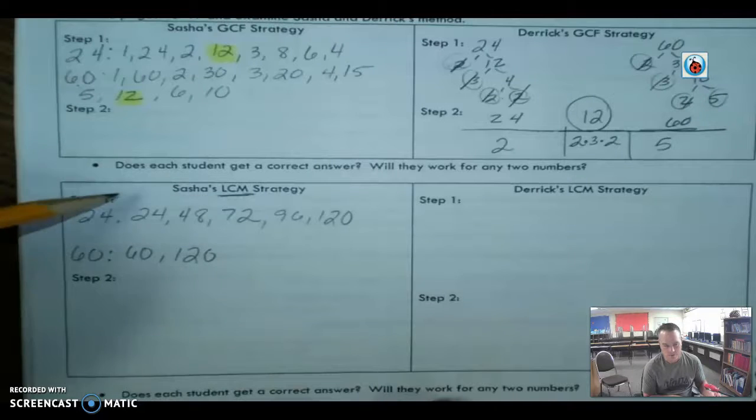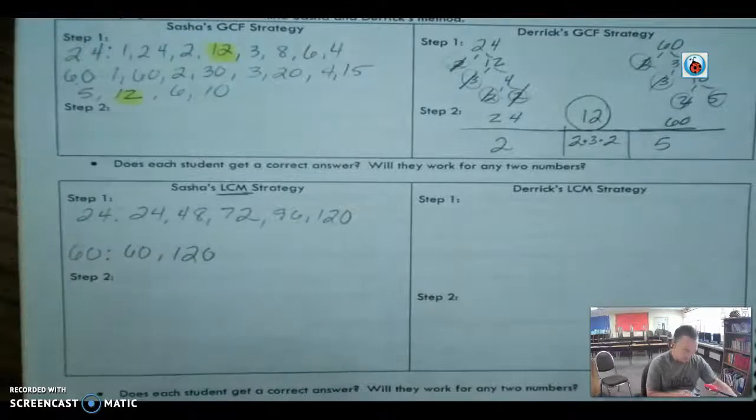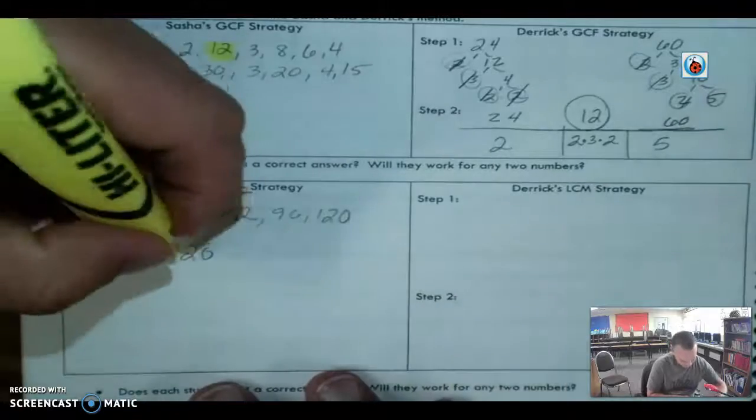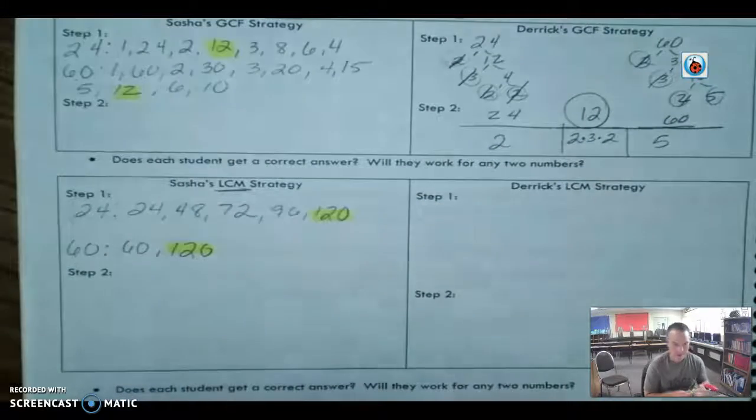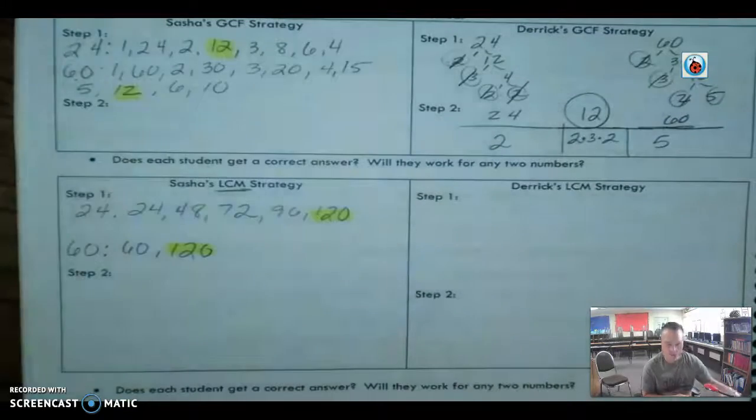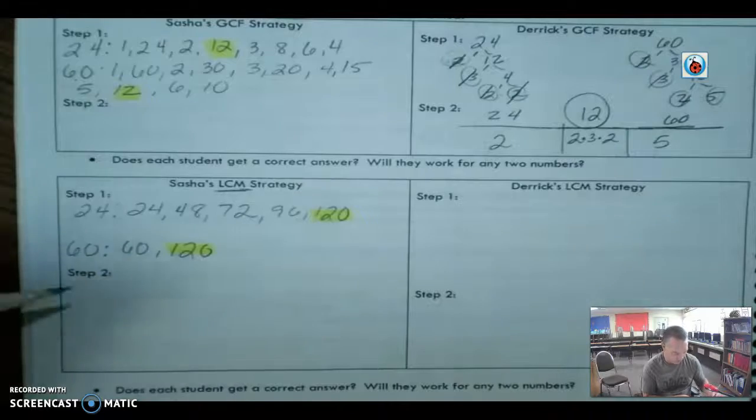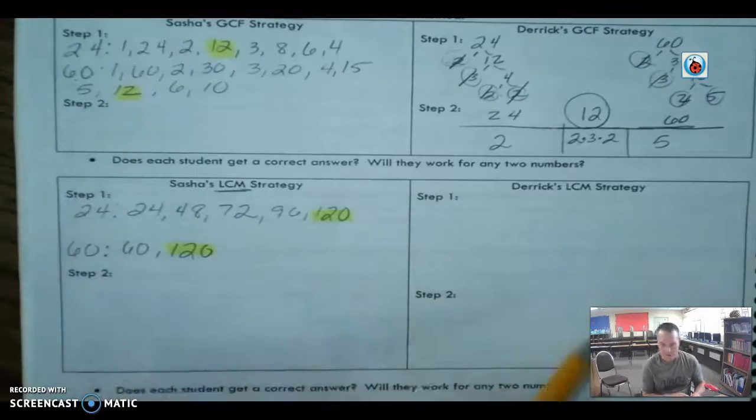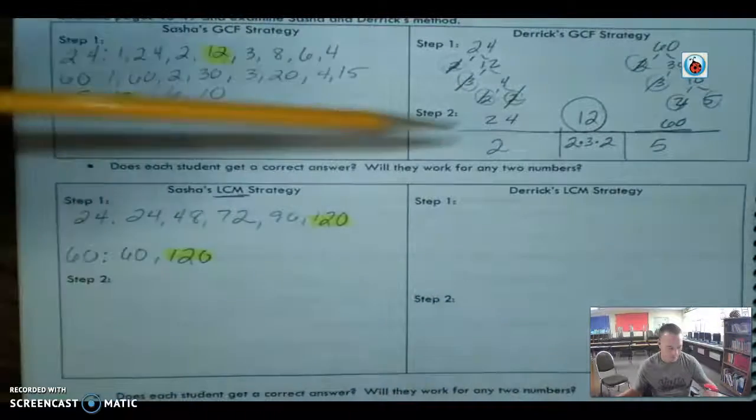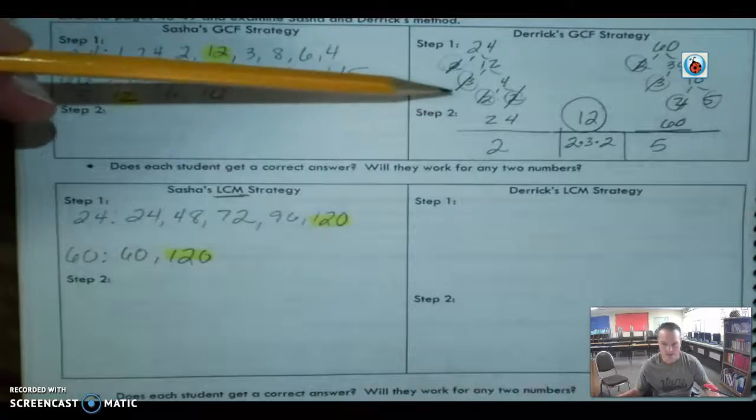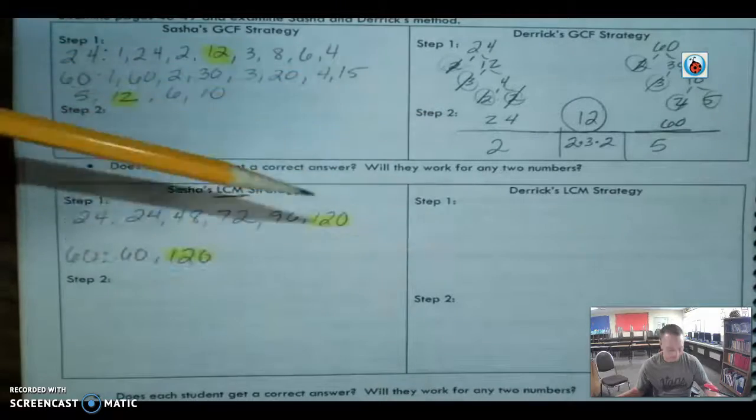24 times 3, 24 times 4, 24 times 5. And we can see that the lowest common multiple they share is 120. For LCM, it's going to be the same thing that we did up here. We're going to get the prime factorization of 24 and 60.